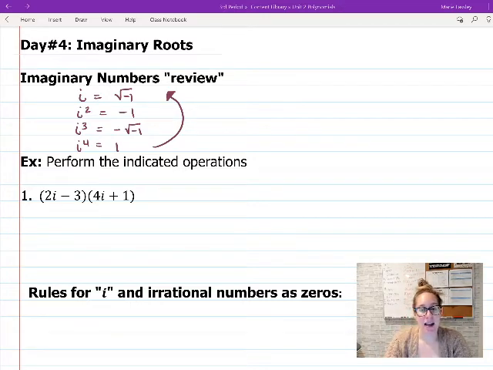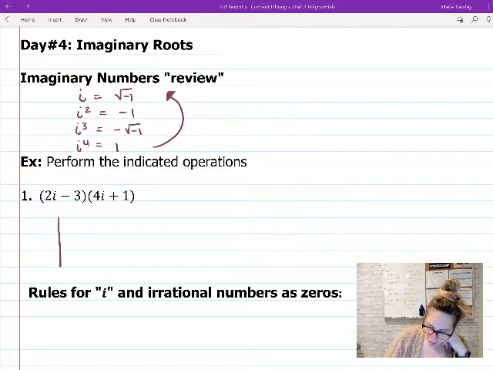So I have a practice one that I want to go through with you guys. I have 2i minus 3 times 4i plus 1. Cool thing, your calculator can actually handle imaginary numbers and it will give you the answer. I'm just going to pull up this calculator really quick. We're going to do this by hand, but I'm also going to show you how to do it on the calculator. While the calculator is pulling up, we'll do this by hand. I would recommend using the box method to multiply these together.